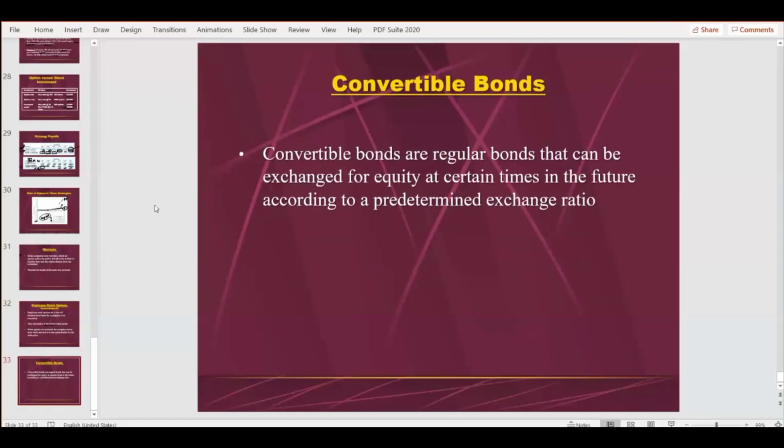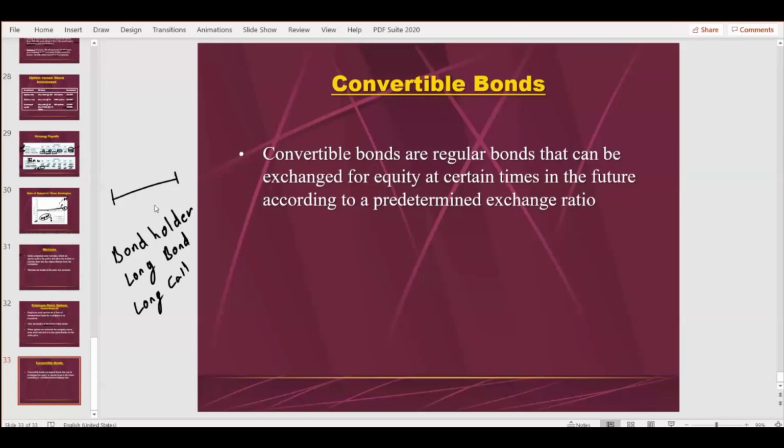So convertible bonds are mainly similar to any bond. However, they have what's called an embedded option, an embedded call option. So in this case, the owner of the bond, the bondholder, has a long position on a bond and at the same time a long position on a call option.